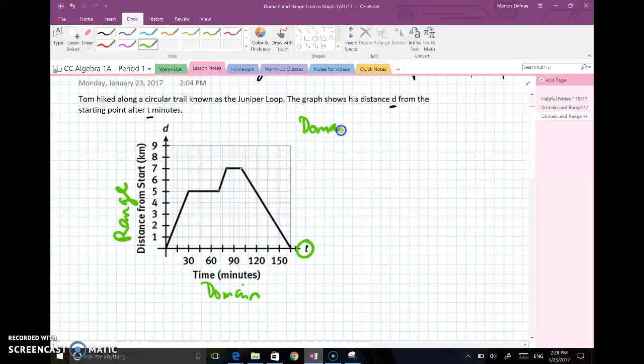So domain, the domain covers the time in minutes, and it's independent because time runs on whether we want it to or not. Regardless of whether Tom goes on his hike, the time will continue going on. The clock will keep ticking away. So we want to represent our domain from the time that he began his hike, in this case, which is at 0 minutes. It starts at 0 minutes, but it continues from there all the way over to where he stops, which is at 150 minutes.